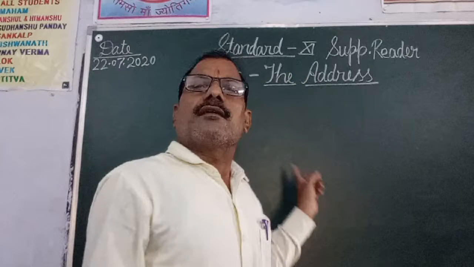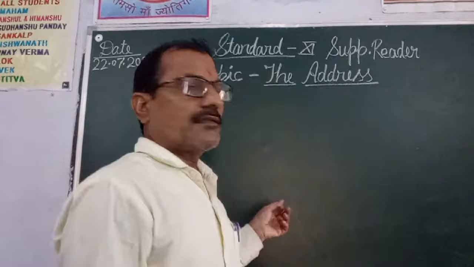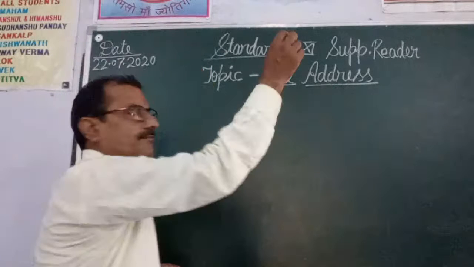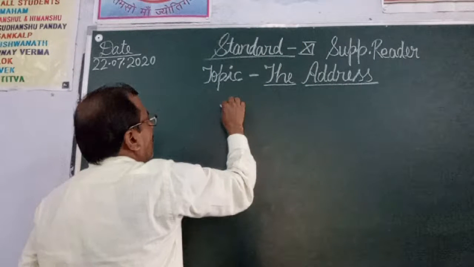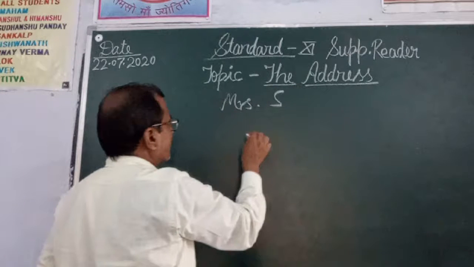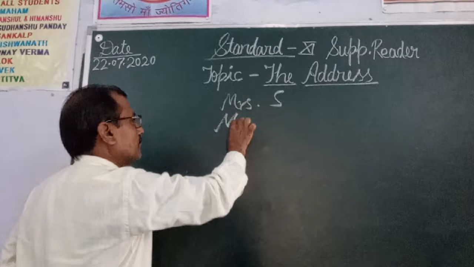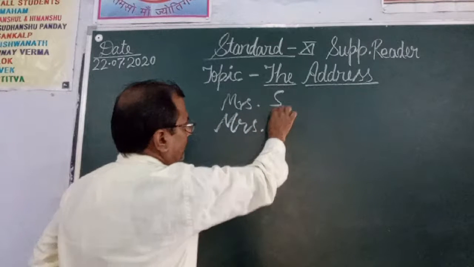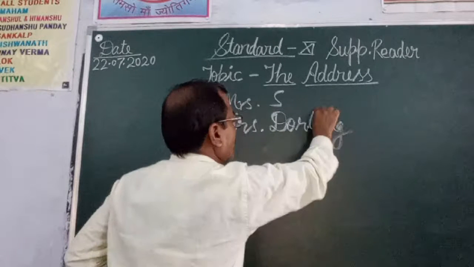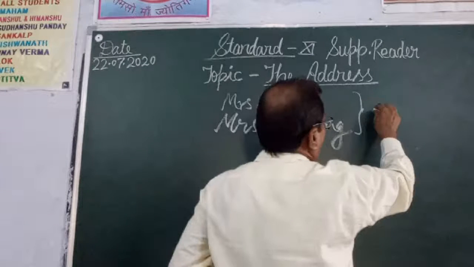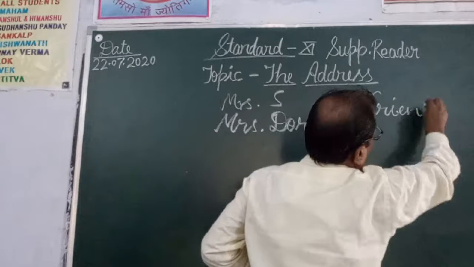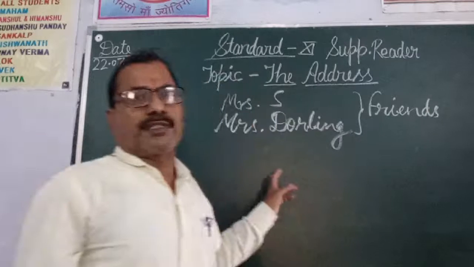In this chapter you will see that there are some important characters or main characters. Let us see. Mrs. S. Mrs. Darling. These two Mrs. are friends.